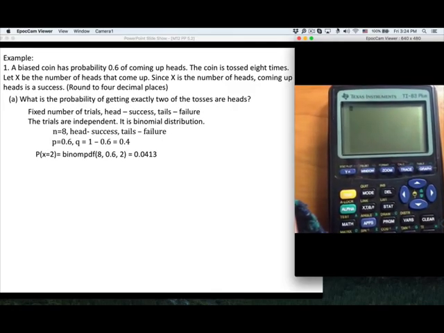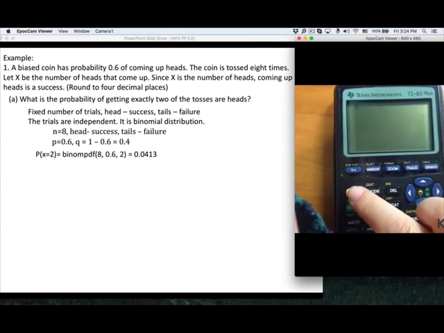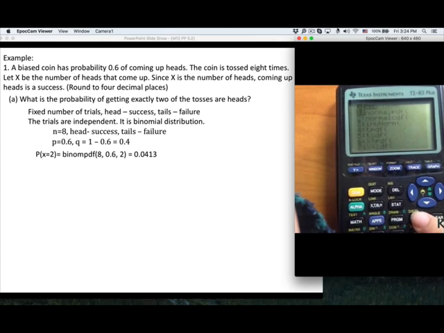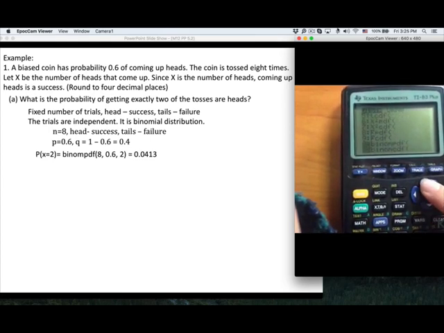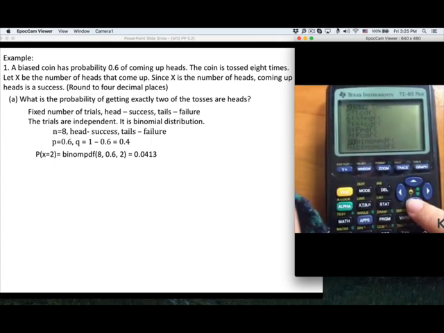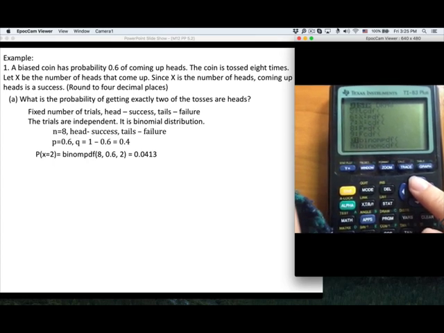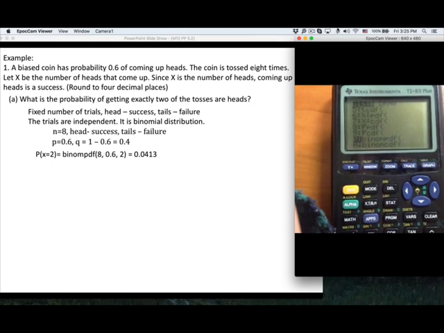Okay, get your calculator ready. First, press second, then VARS, which is next to the clear. And then scroll down. You're going to see the 0, that's binomial PDF, and the 8, that will be binomial CDF. We are working on exactly 2, so we'll be choosing the binomial PDF.